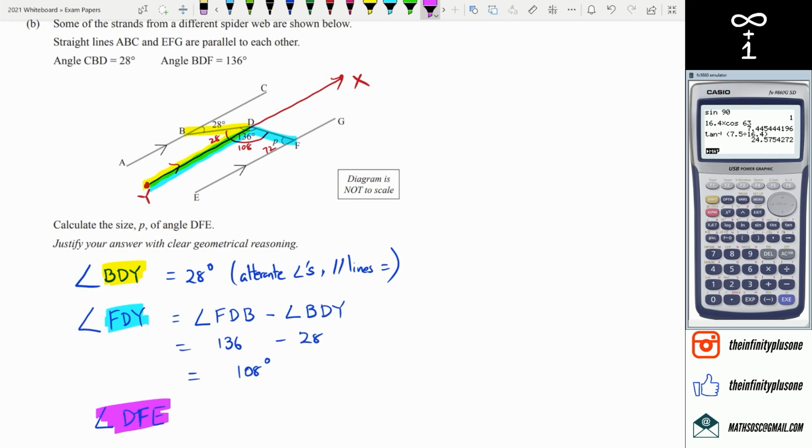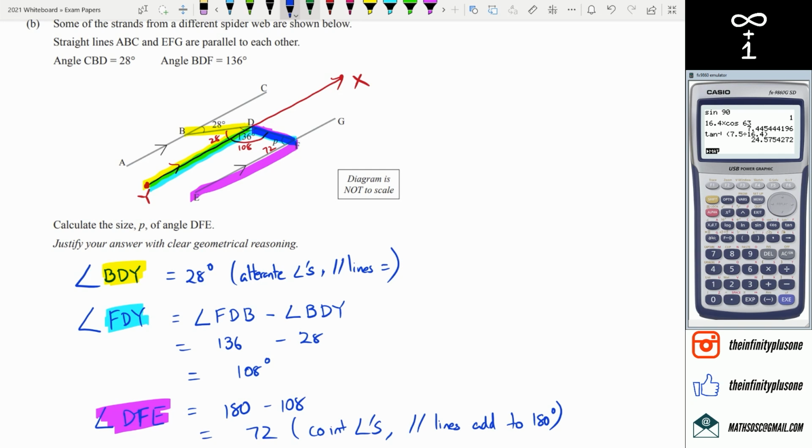Sorry guys, I know I'm trying to do a couple of things here, oh no, it's gone a different color, but you get what I'm trying to say. So that DFE is going to be co-interior angles that add up to 180 degrees. So that's going to be 180 take away 108, which equals 72 degrees, because co-interior angles in parallel lines add to 180 degrees.